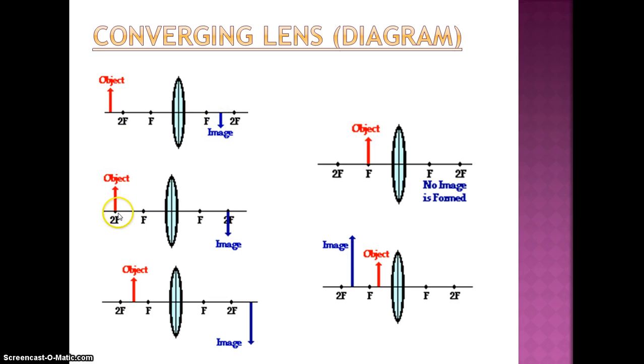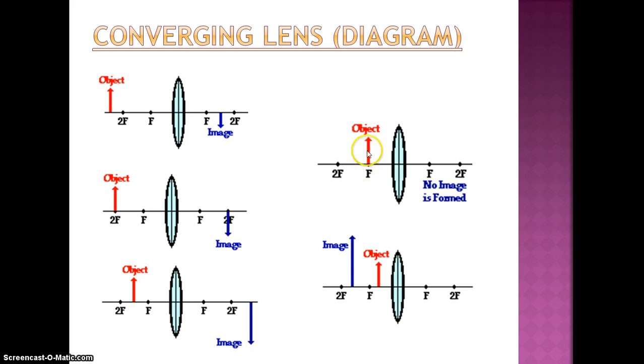In this diagram, the object is placed on 2 times the focal length. Therefore, when the light rays go through the lens, the image is the same size. However, it is still inverted and real. In this diagram, the object is placed in between the 2 focal points. When it goes through the lens, the image is now bigger than it was before, but it is still inverted and real.